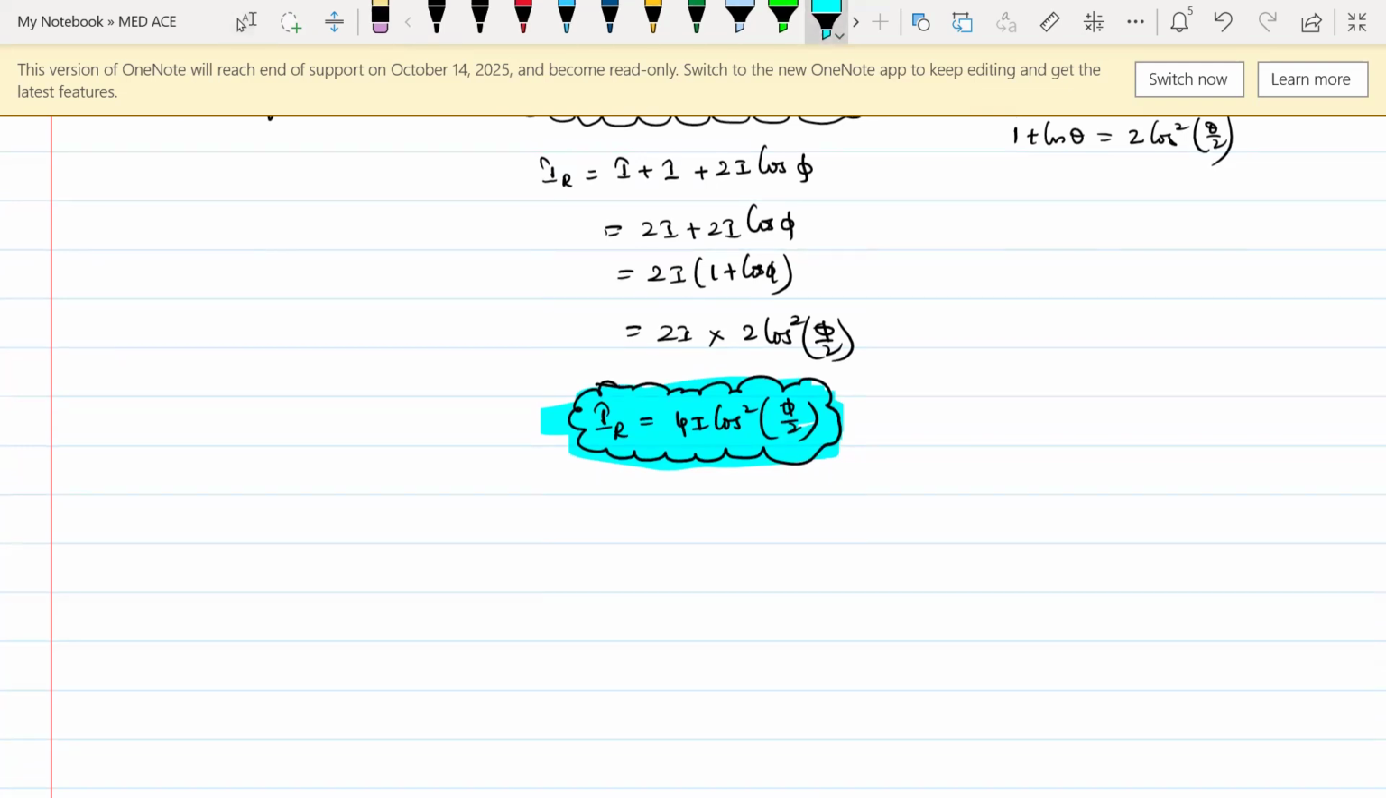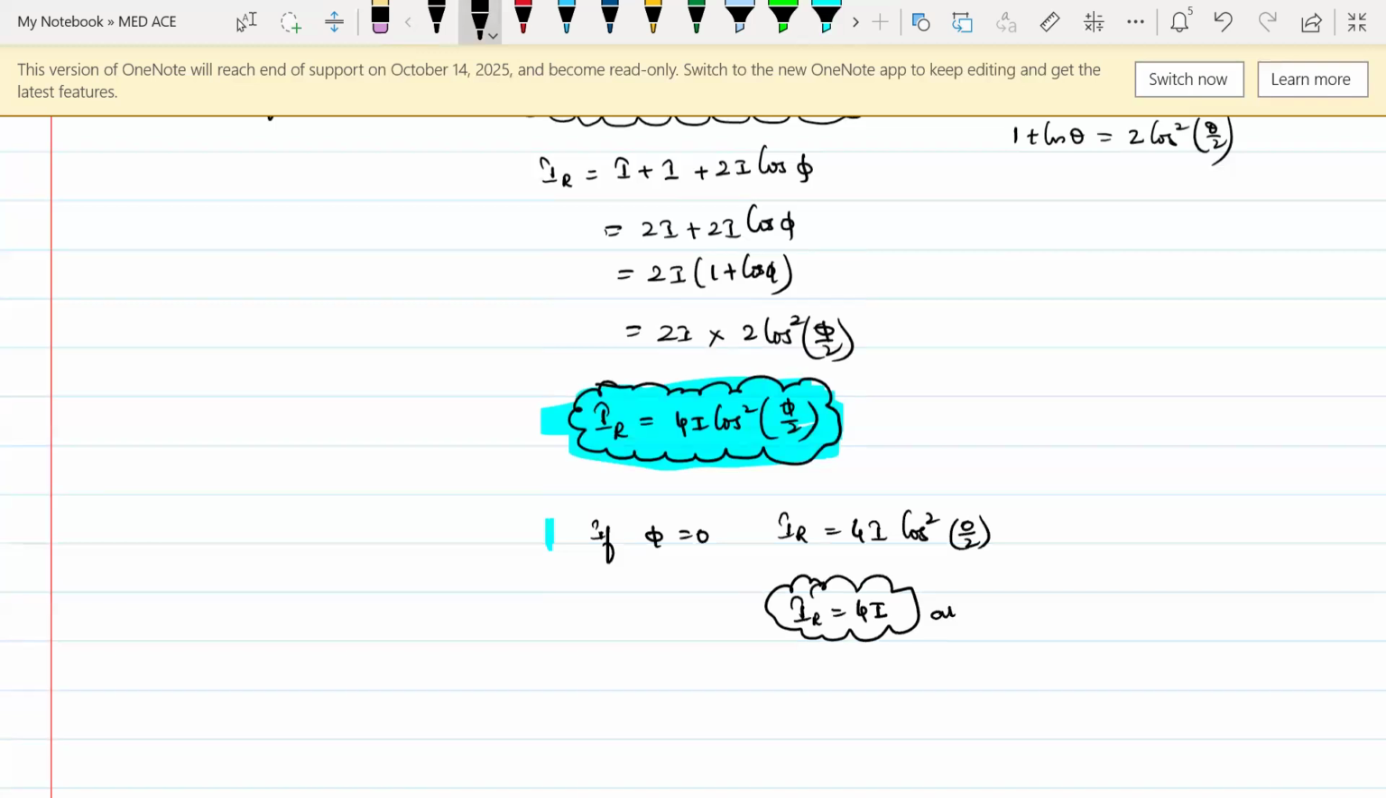So tell me, phi is equal to 0, what happens? If phi is equal to 0, that means for central maxima, resultant intensity will become how much for me? IR is equal to 4 into I into cos square of phi by 2. Phi value is 0, 0 divided by 2 is 0. Cos 0 is nothing but 1. So I resultant will become 4 times I. Intensity is equal to 4 times I at your central maxima.